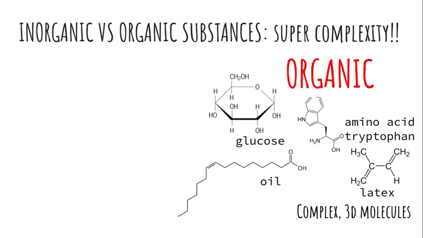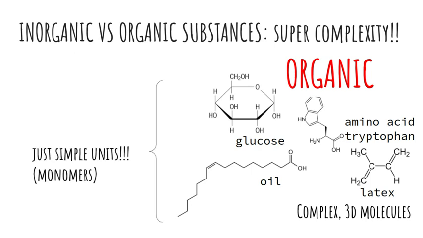But not only are they complex, they are super complex, because actually these four organic substances, glucose, oleic acid, tryptophan, or latex, are actually simple units. They are the simplest organic substances. They are among the simplest of all organic substances. That is, they are units that can be joined into much more complex structures that I will show you immediately now.